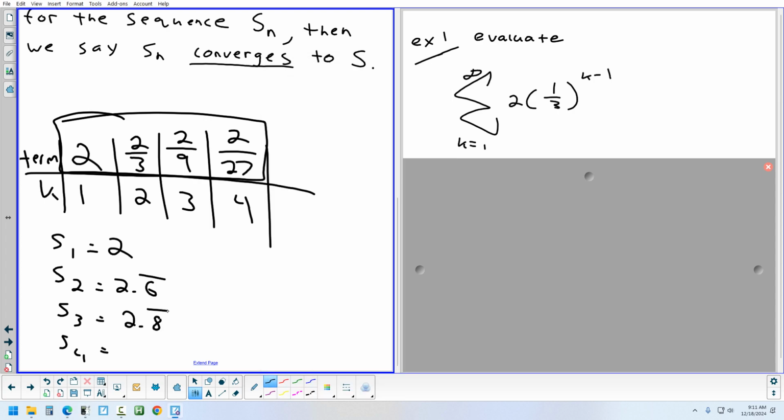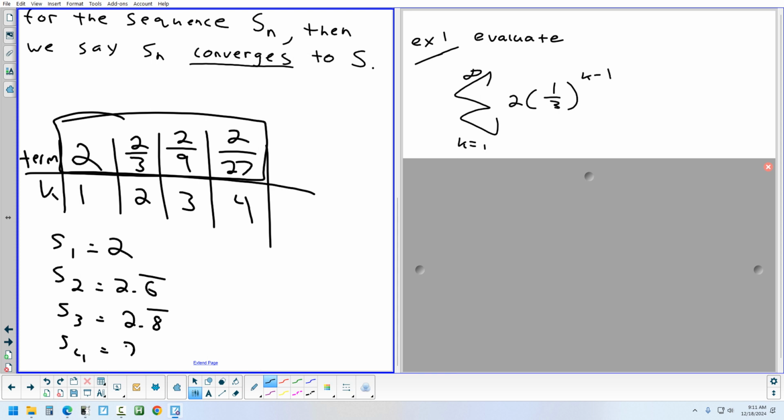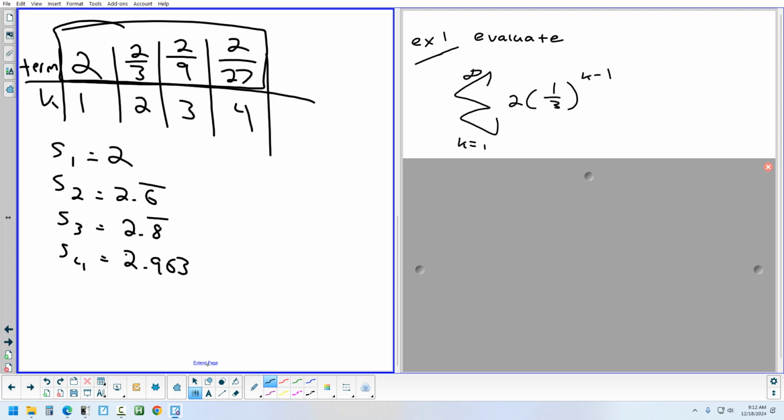Now, add up the first 4 terms. So add 2/27 to the one we just had. So plus 2/27. What do you notice is happening to the number? 2.96. We'll call it 2.963. What do the partial sums look like they're getting close to? 3. They're getting very close to 3.